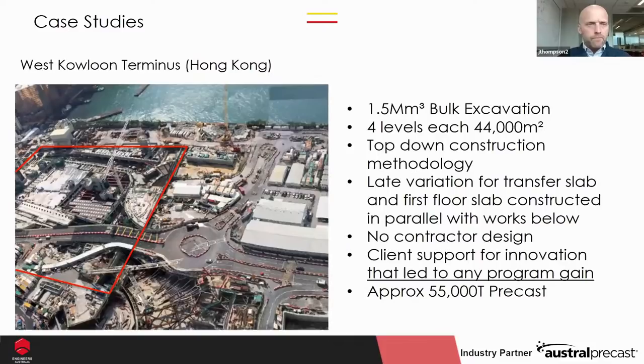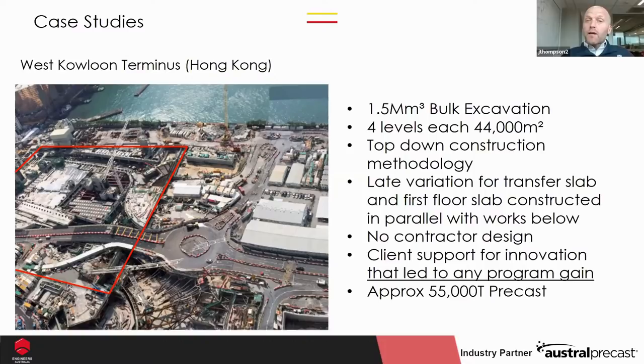The other one is West Kowloon Terminus, Hong Kong, where I was lucky enough to be in 2011. Just big figures on that. There's a 1.5 million cubic meter bulk excavation phase. We did build that top down, so slab on grade on plunge columns, excavating underneath it, each slab going down and down and down. So there's 4 levels of that. Each level is about 44,000 square meters.